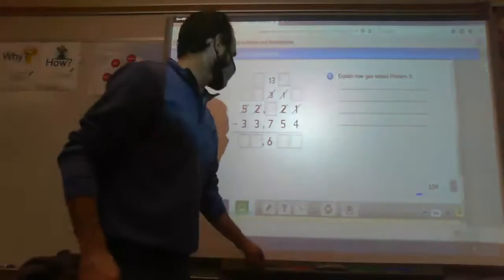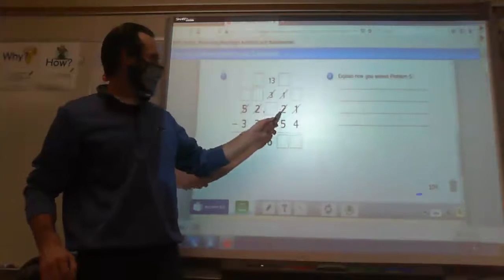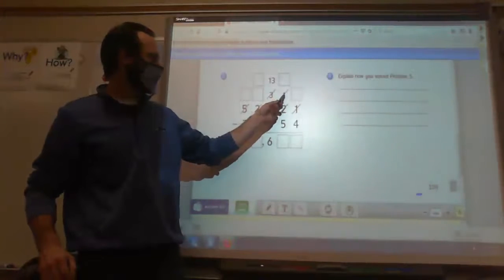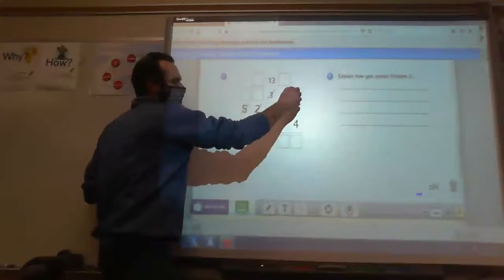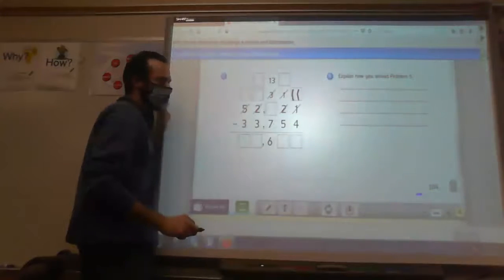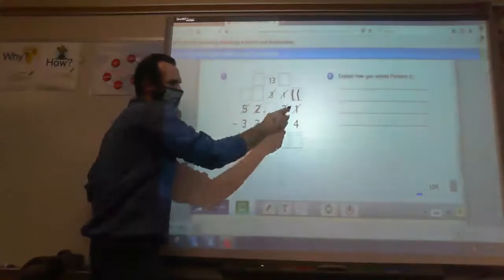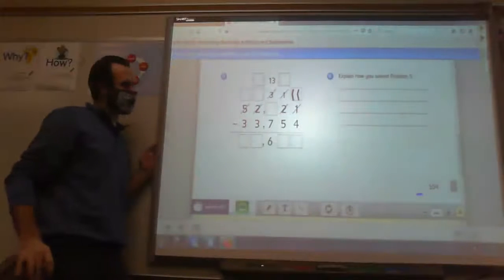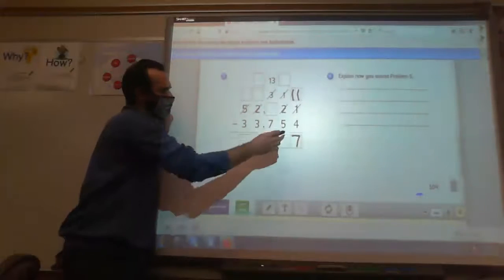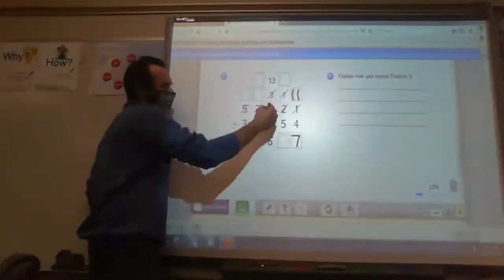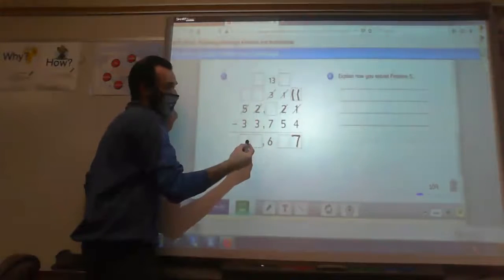Okay, in the ones column, they crossed out this 2, they made it a 1. They're going to move 10 over here, so what should we have? 11. 11 minus 4. You can't do 1 minus 5. So they, okay, this is where it gets a little tricky.